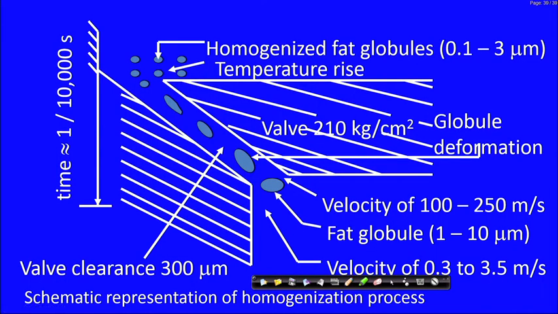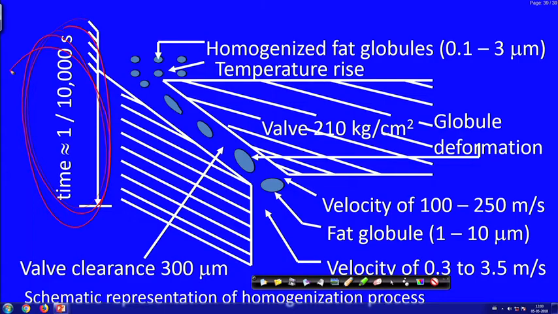If we look at this true picture of the valve where the milk is going through, the fat globules are like that, right. They are getting shattered and becoming smaller. You see the time scale given is around 1 upon 10,000 seconds, that is the time in which it is happening, and the valve clearance is around 300 micron. And this is the schematic presentation of the homogenization process.